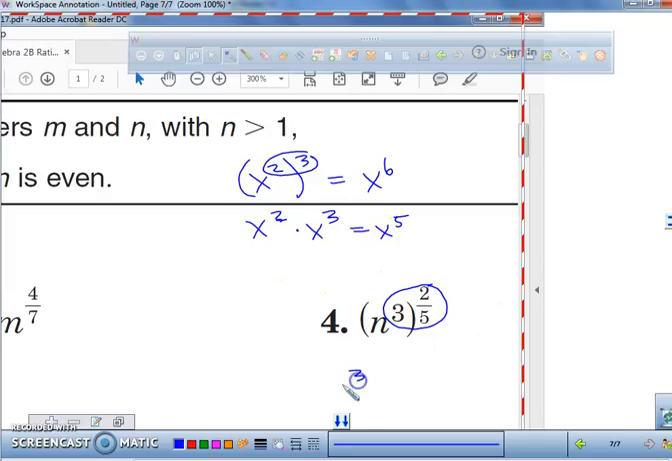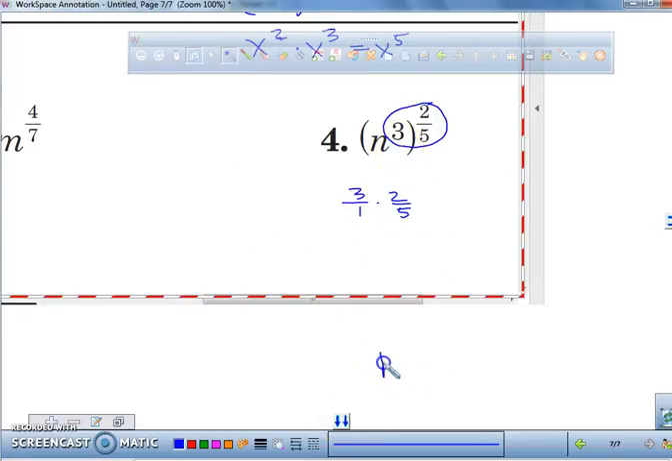We have basically a 3 over a 1 times a 2 over a 5. So what's this going to become? It's going to become n to the power of what? 6 over 5. That's the first step right there, right? N to the power of 6 over 5. Now that you have this, we need to change that to radical form. So what number is going to go inside of the index? 5. And n is going to be raised to the power of 6.